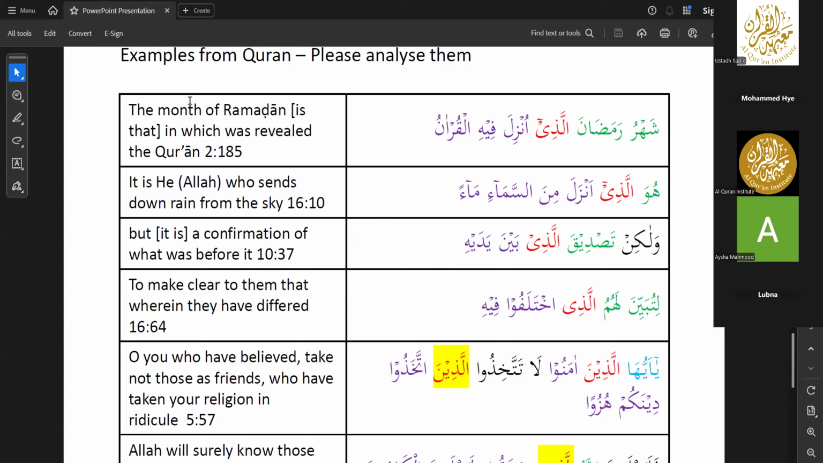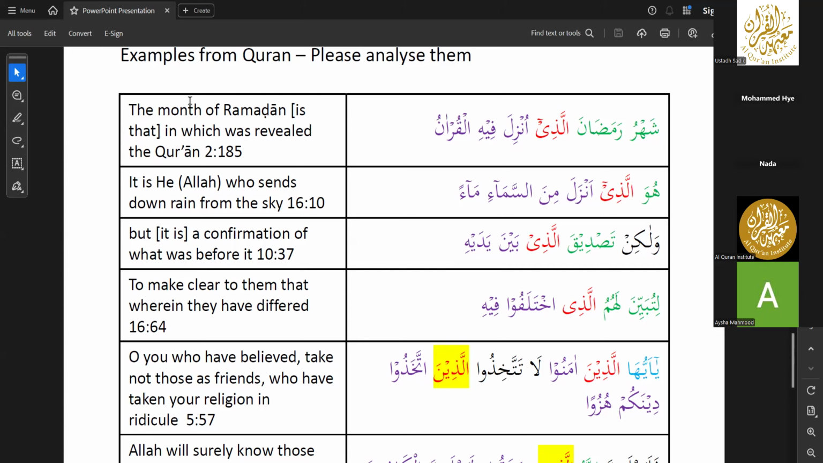Saddaka yusaddiku tasdiqun. Okay, confirmation. A confirmation. Alladhi baina yadayhi. So, Sister Nada, alladhi. Okay. Can you tell me quickly? And بين يديه is the silatul mawsul.